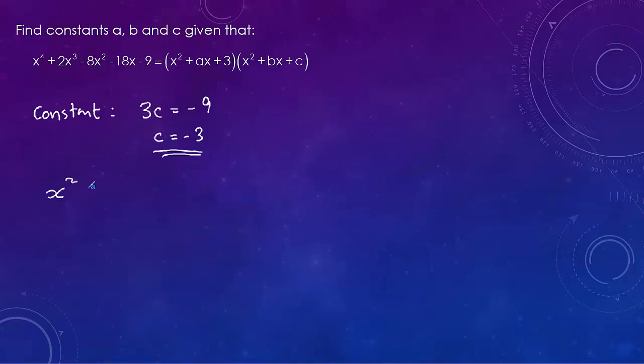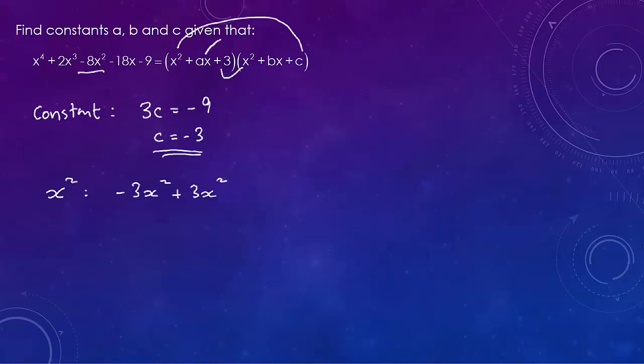Let's choose maybe the x squared term. So we can see the x squared term on this side. What would give us x squareds on this side? So we would get an x squared from here. We know that c though is -3 now, so that's going to be -3x squared. This would give me a plus 3x squared.